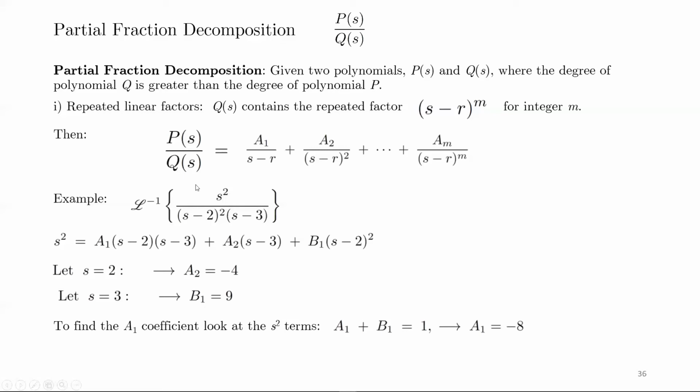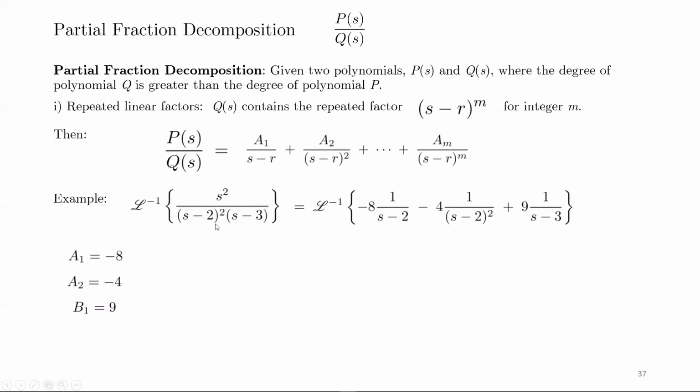So therefore I can write the inverse Laplace transform of this fraction of polynomials, like so. Instead of writing this complicated thing as a fraction of polynomials, I'm just looking at the inverse Laplace transform of some constant times 1 over s minus 2, some constant times 1 over s minus 2 squared, plus some constant divided by s minus 3. And again, you can identify these constants as being A1, A2, and B1.